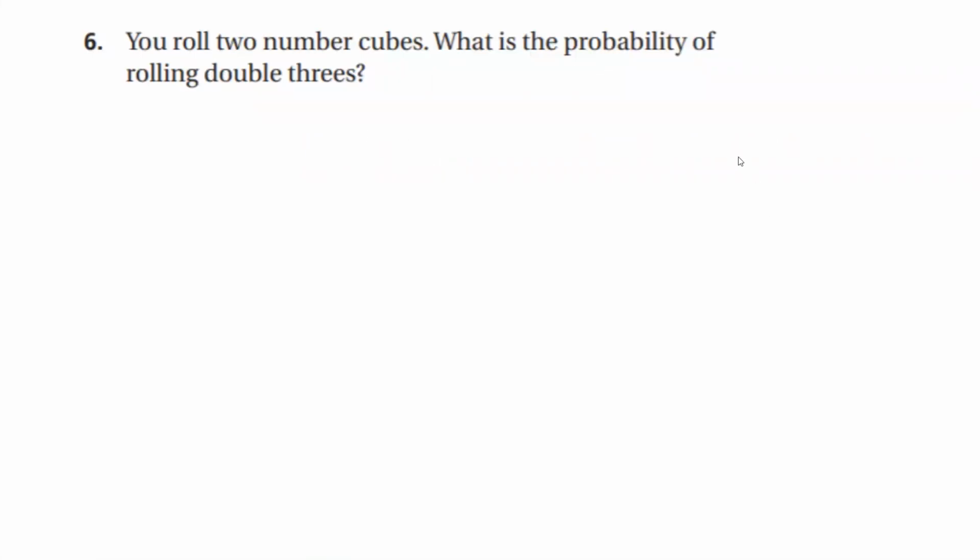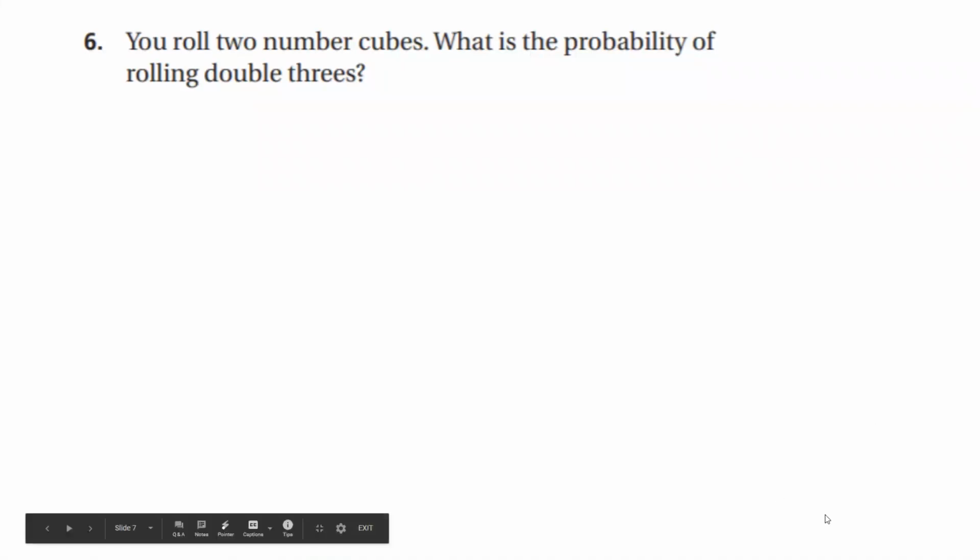Next one says you are rolling two number cubes. So a D6, six sides. What is the probability of rolling double threes? So think about our favorable outcome being a three. How many threes are on a dice? And you want to hit that twice. Go ahead and try this out.